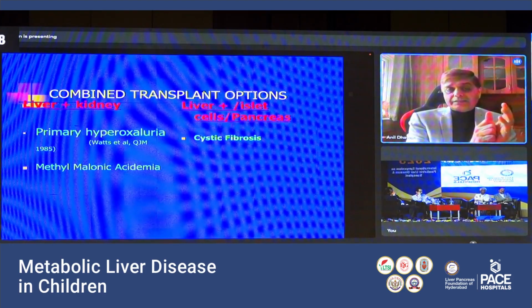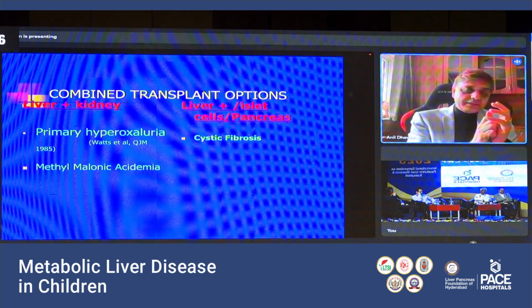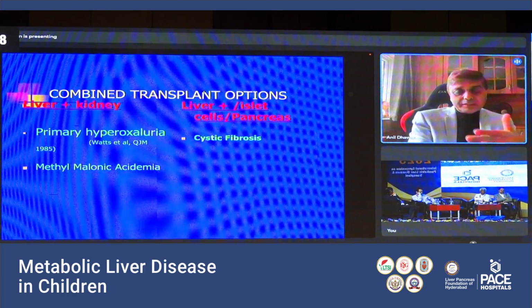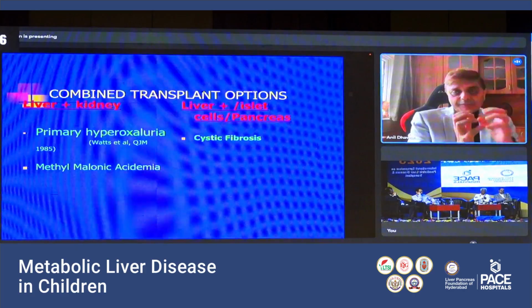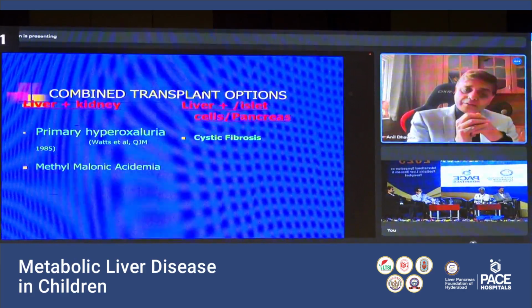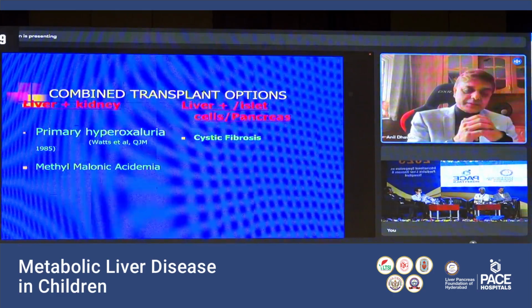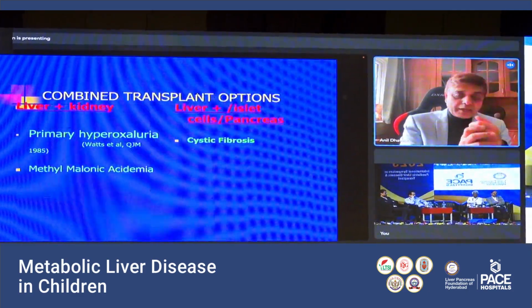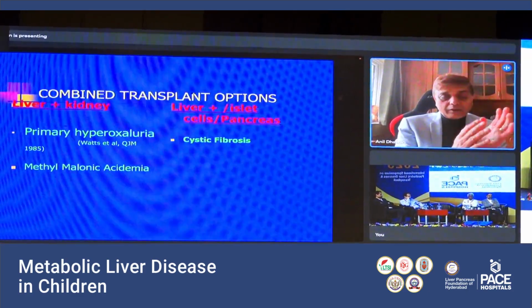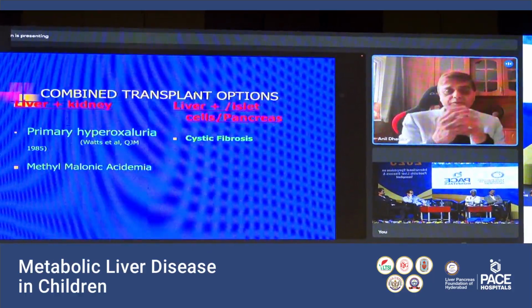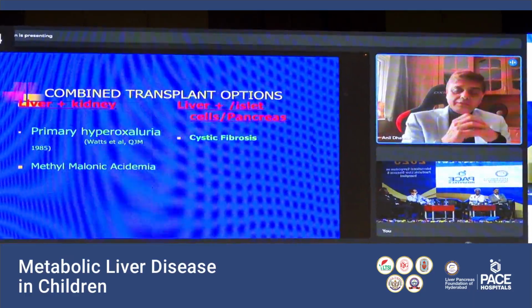But if a patient has come to you with advanced renal failure on dialysis, then they need a liver and kidney transplant. Organic acidemias, particularly methylmalonic acidemia and propionic acidemia, have expression of the enzyme outside the liver in significant proportions. So you may not get a good benefit from just a liver transplant. And depending on the organ dysfunction of the kidneys or the heart, you may end up doing either a kidney-liver transplant or a combined heart, kidney, and liver transplant. In cystic fibrosis, the trend is towards doing a liver and pancreas or liver and islet transplants.